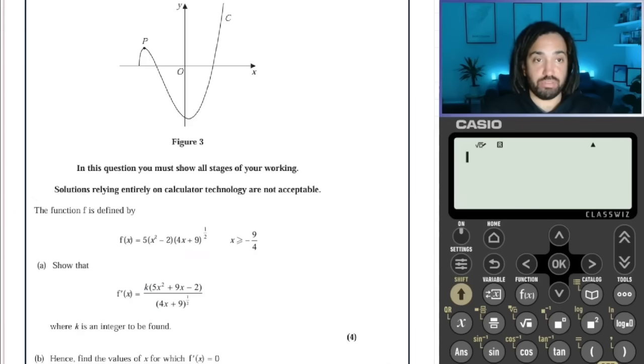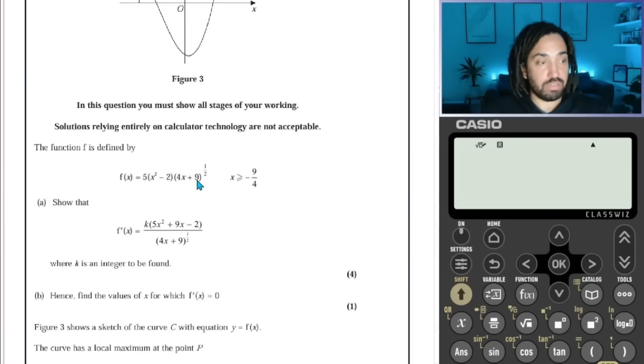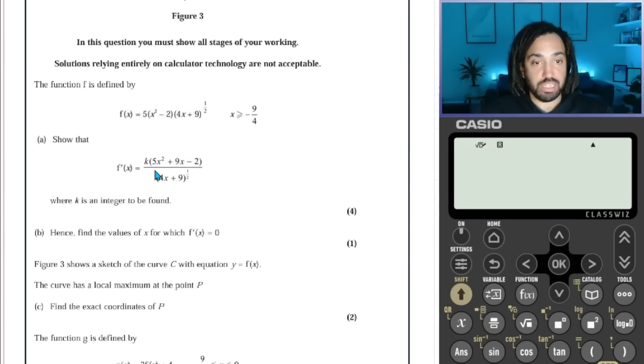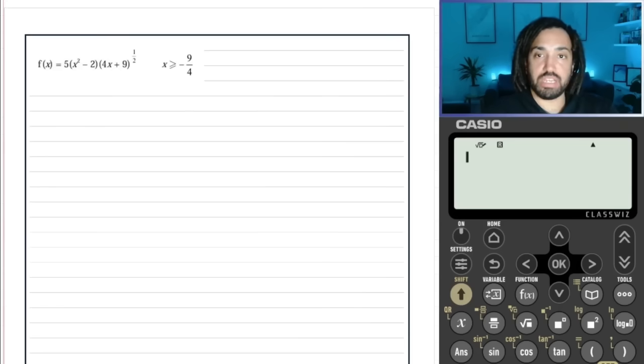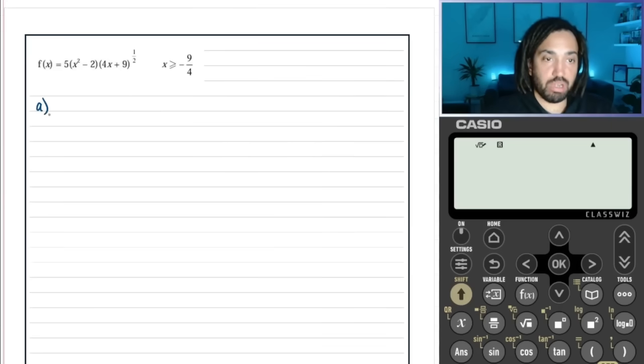Okay, we have a lovely looking graph, and it says that this is the function of that graph, and it's asking us to find the derivative. So what we're going to do is pinch that and bring it down. Okay, so there is the function. So we're going to say part A.